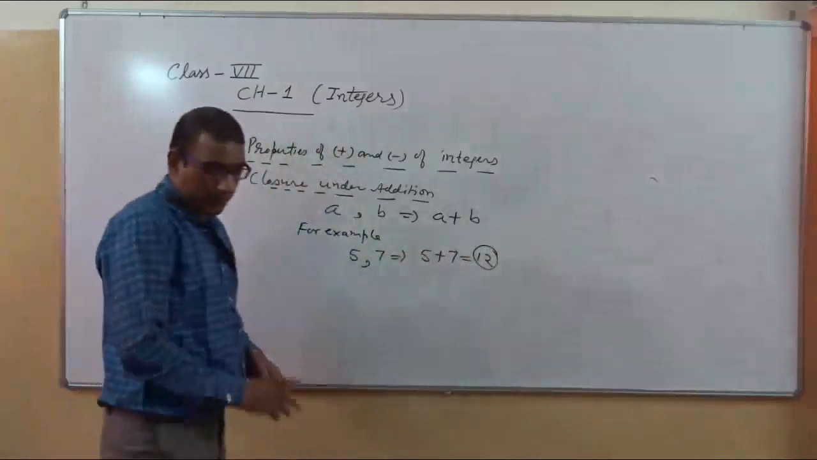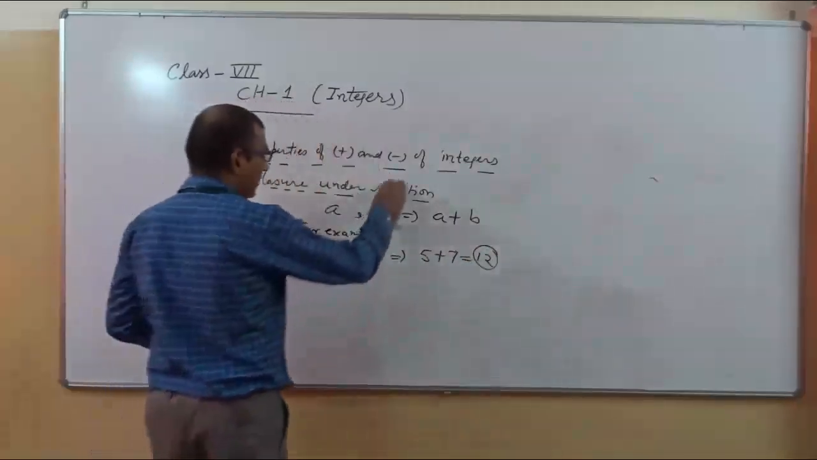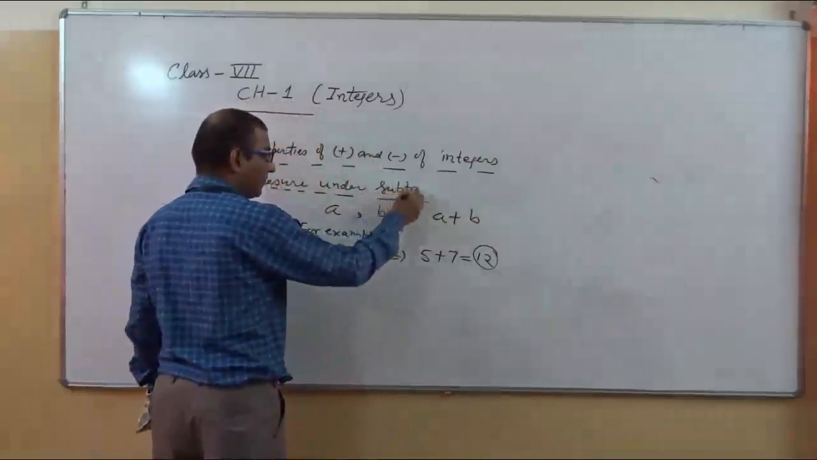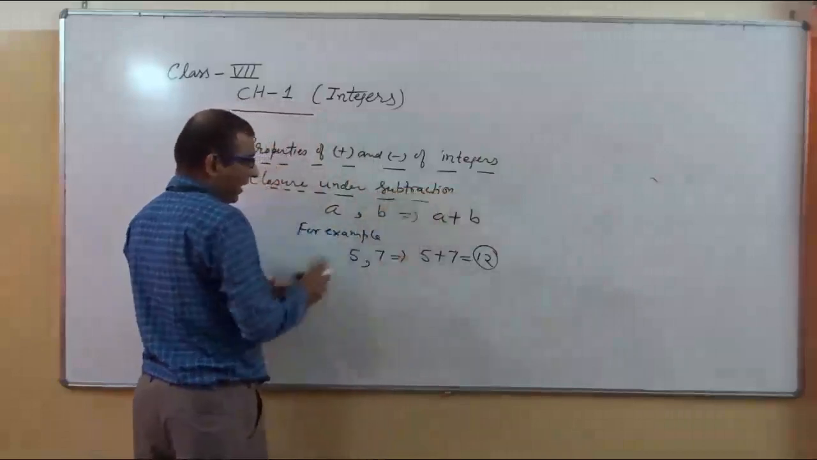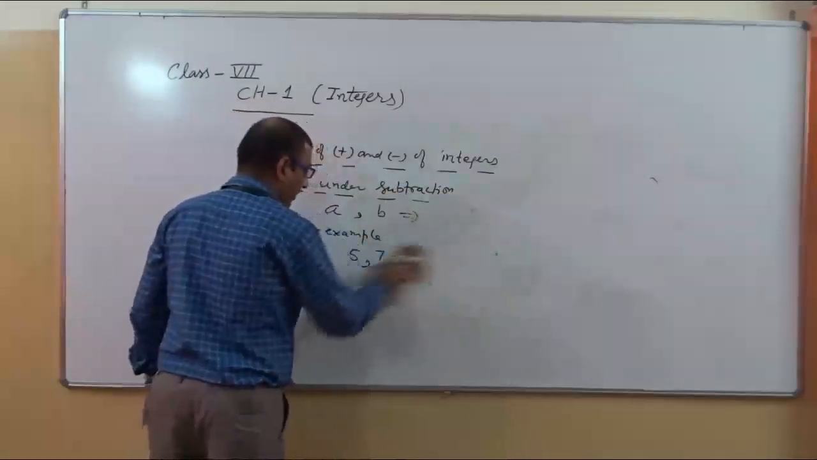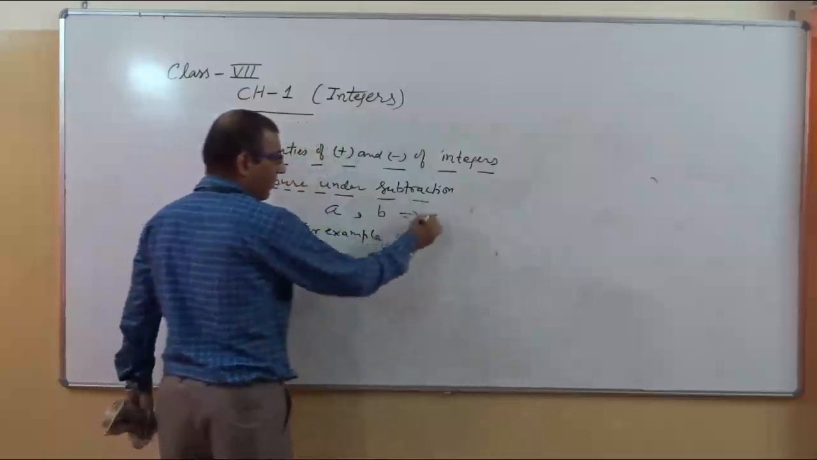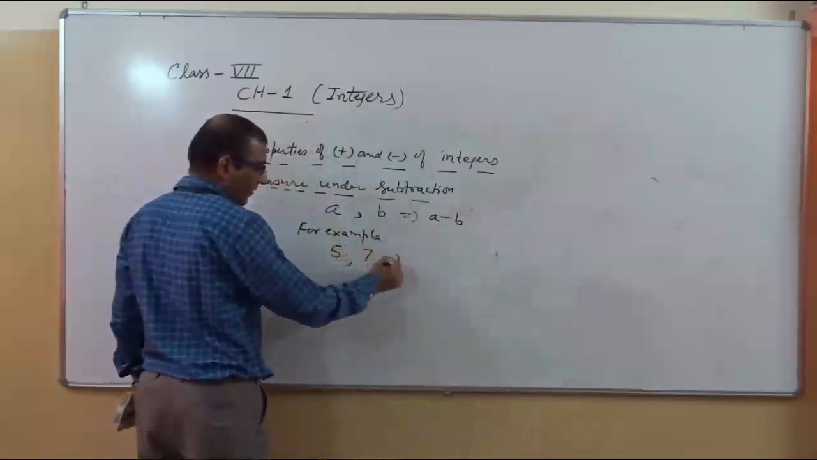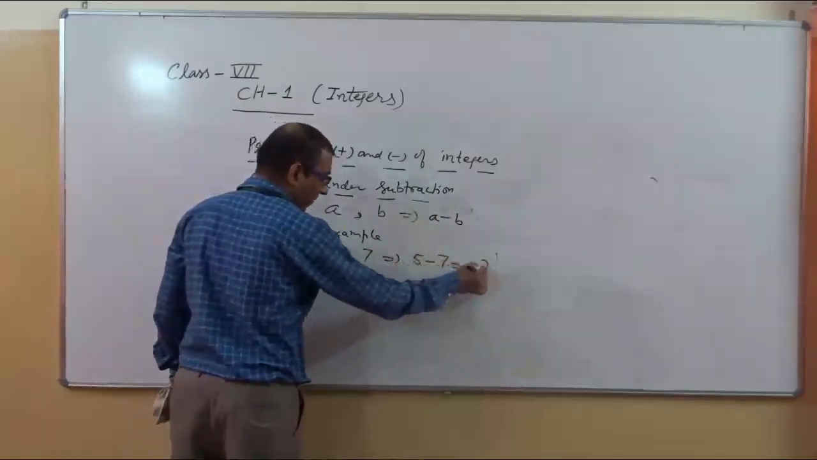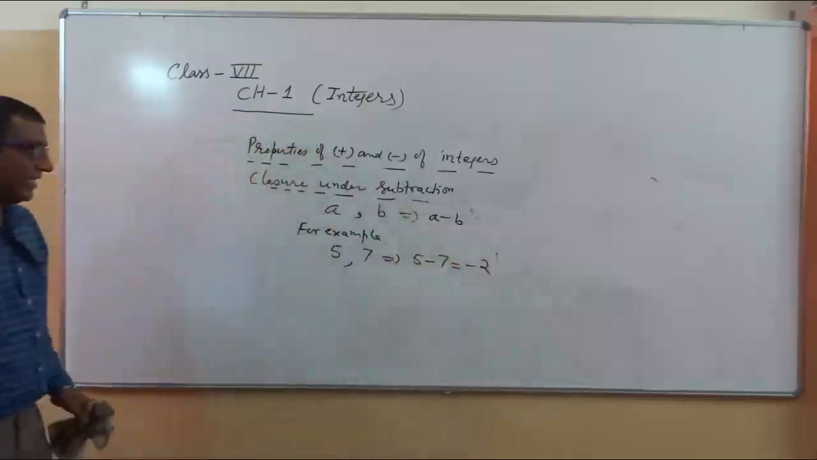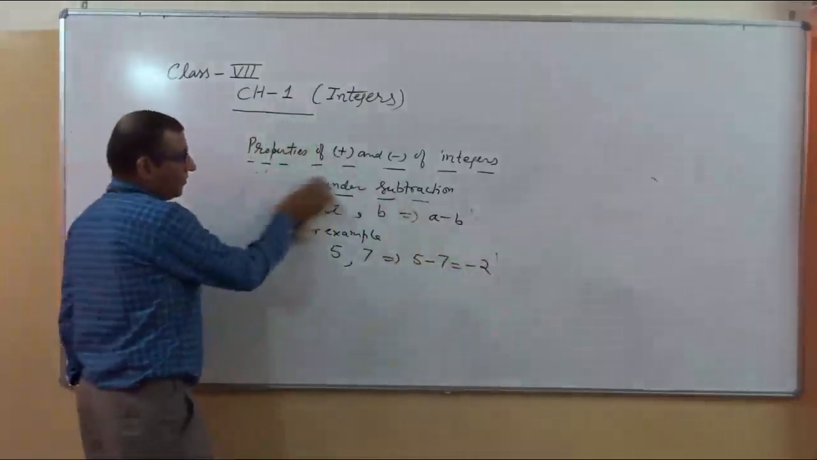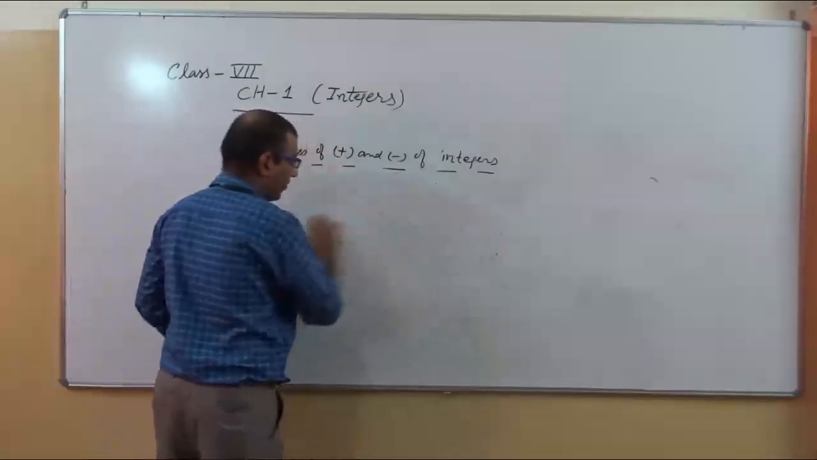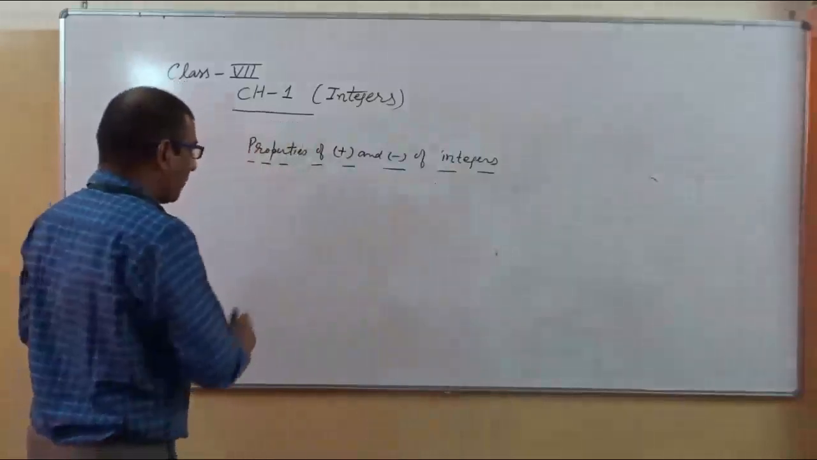Same process for subtraction also. If I am continuing with closure under subtraction, under this heading, again if a and b are two integers, then we can say a minus b is also an integer. For example, if I am taking 5 and 7, then what is 5 minus 7? It becomes minus 2, and minus 2 is also an integer. So after closure under addition and subtraction, we will continue with the next property, that is the commutative property.